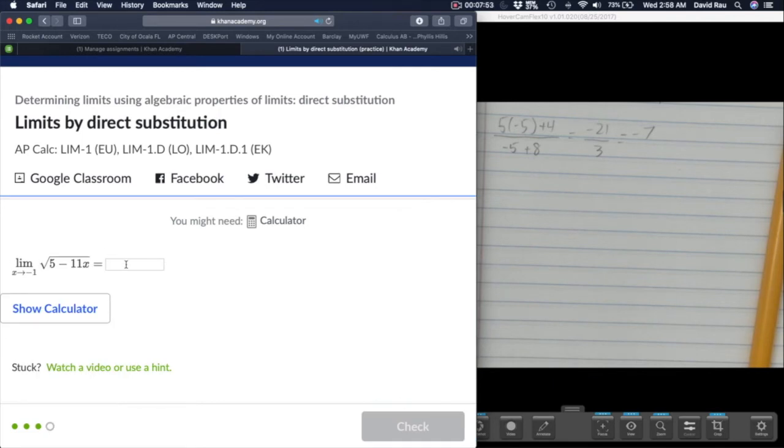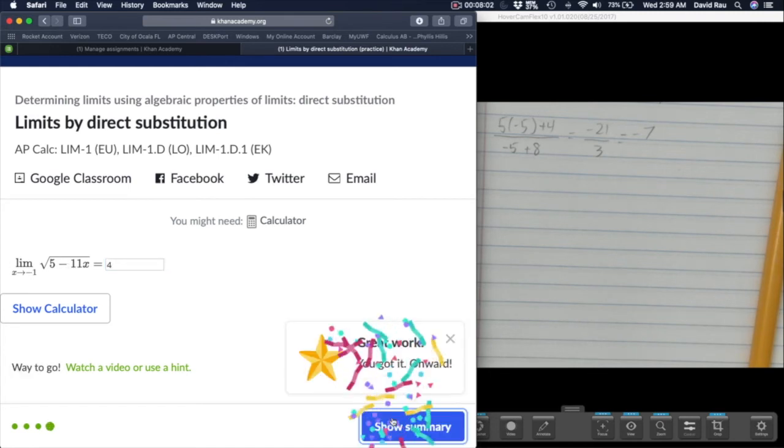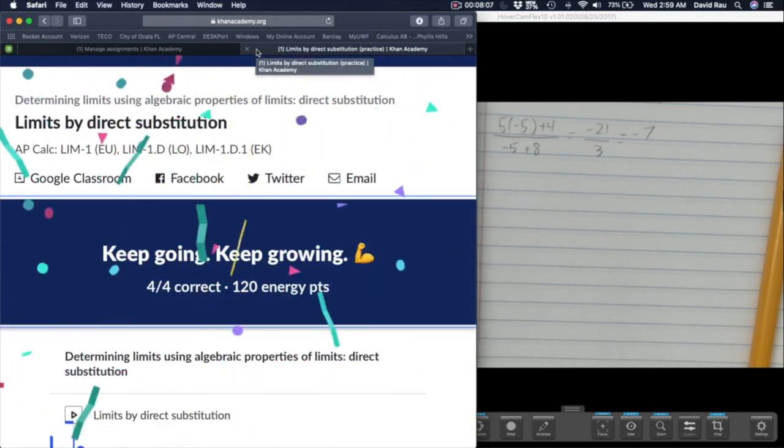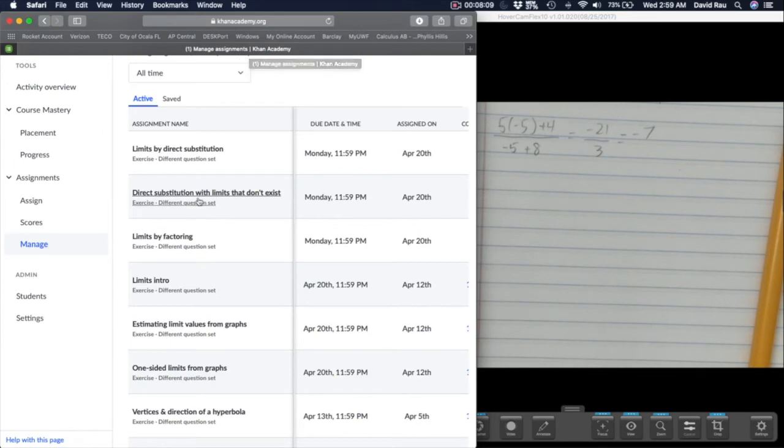All right, and one more question. I'll just do this quickly. When you plug in -1, that would end up being positive 11, so 5 plus 11 is 16. When you square root that, you get 4. So really all you had to do was just some very basic algebra for that assignment. Let's move on to assignment number 2.